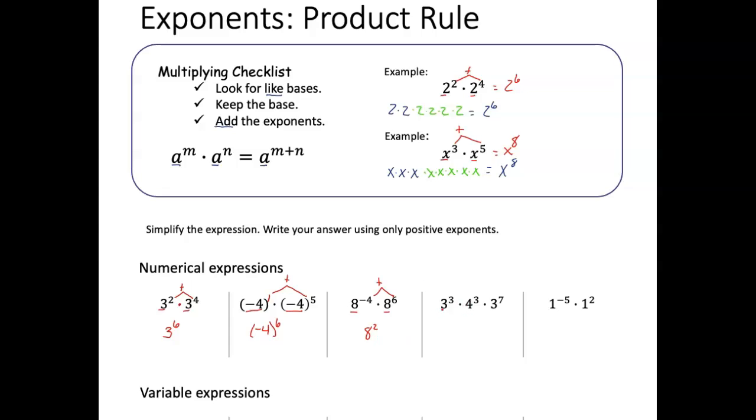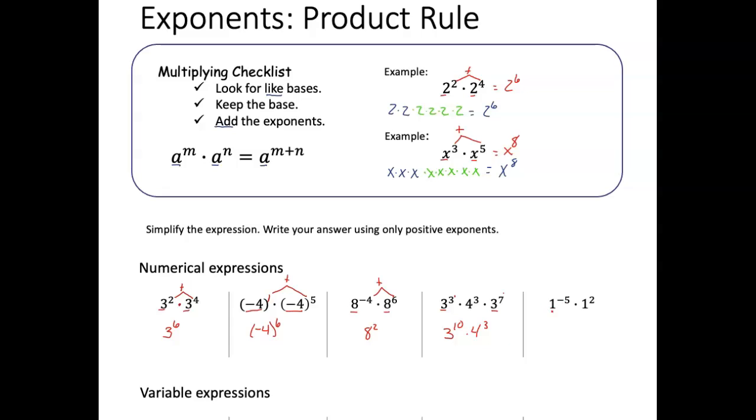Okay. My next one, 3 to the third times 4 to the third times 3 to the seventh. Look for common like bases. Yeah, I got a 3 and I got a 3. So I have 3 to the, and 3 plus 7, that would be 10. Now what about this 4 to the third? There's only one of those, right? There's only one base that's a 4. So I'm going to say this is 3 to the 10th times 4 to the third.